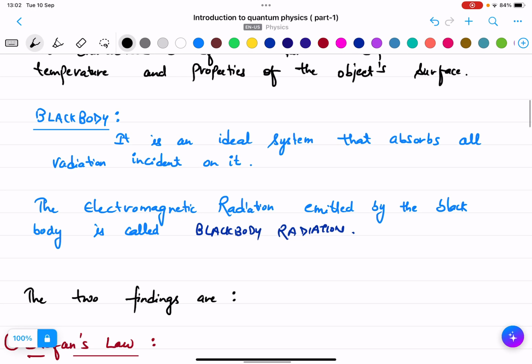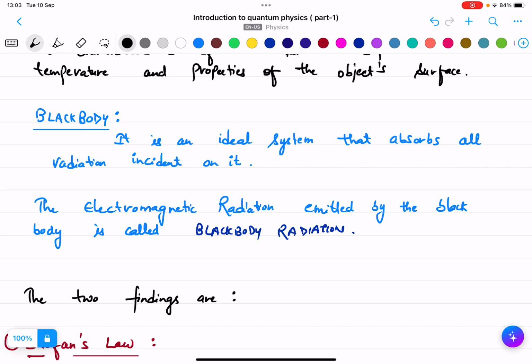Now, what is a black body? If you have seen, when we do any reactions or something, we see a black box. Black box means there are some components in it and we are passing some input and getting some output. It is not clear what is inside the black box. Same way, a black body is like an ideal body.